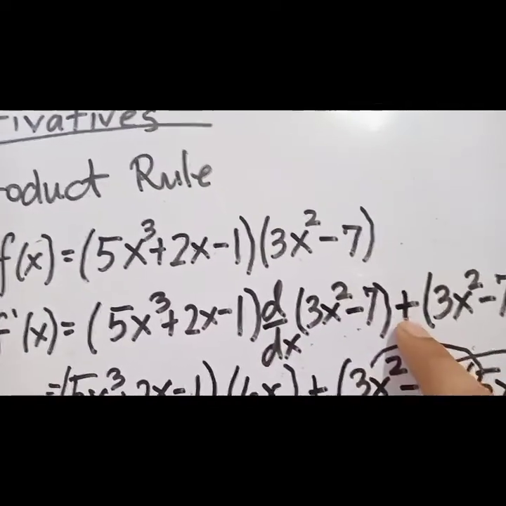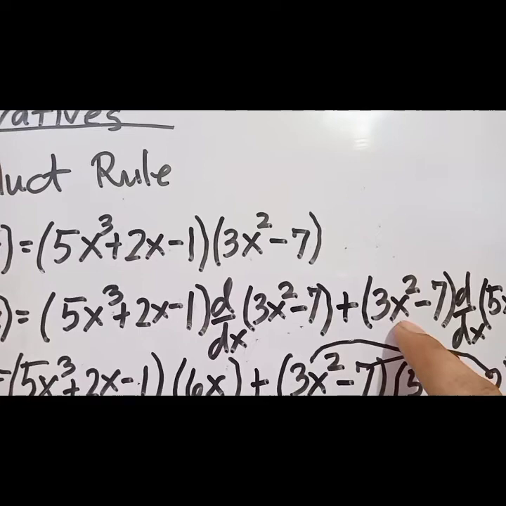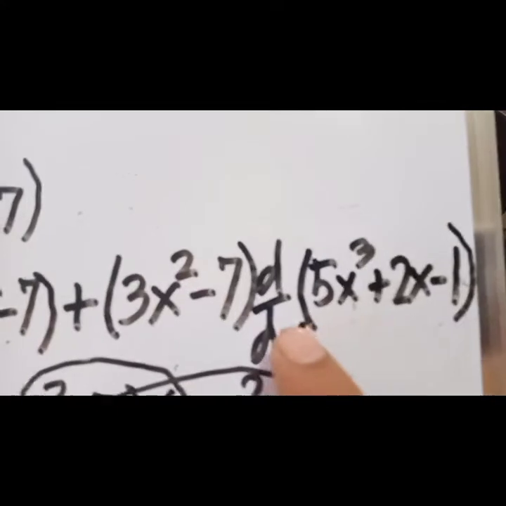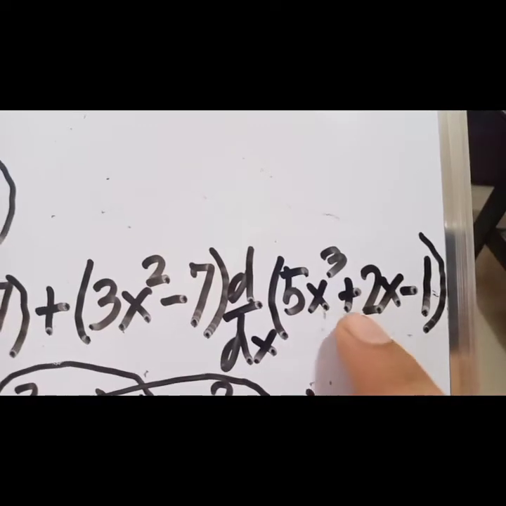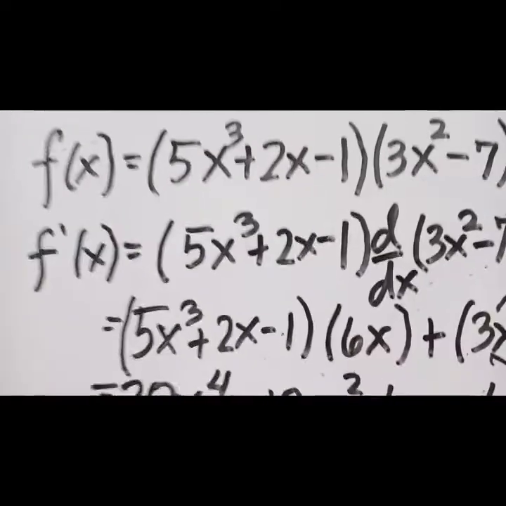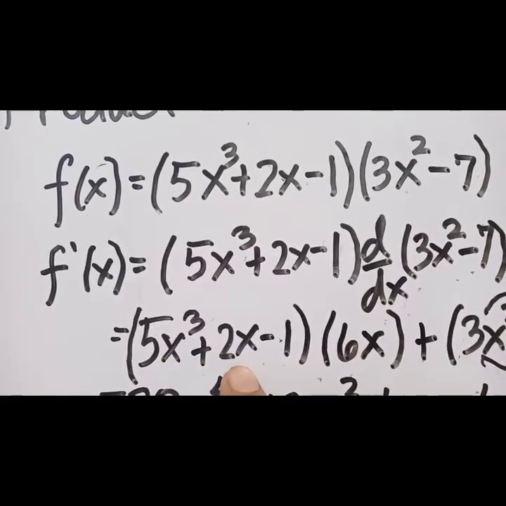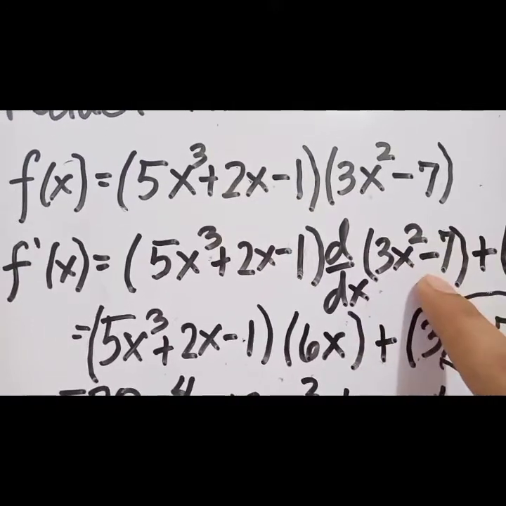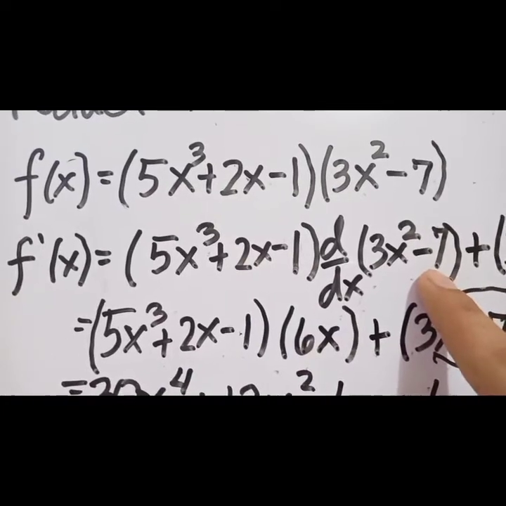Then, we use plus. Plus, rewrite the second function, which is the 3x squared minus 7. Then, derivatives of the first function, or d over dx, 5x cubed plus 2x minus 1. Then, rewrite again the first function, 5x cubed plus 2x minus 1. Then what is the derivatives of 3x squared minus 7? Derivatives of this is 6x and negative 7, that is 0.